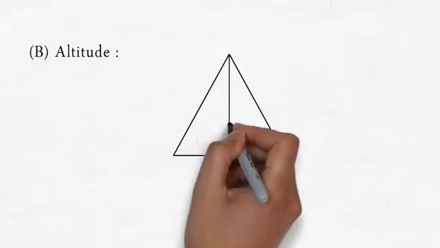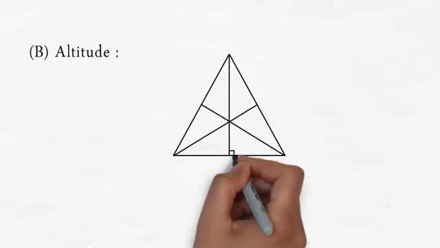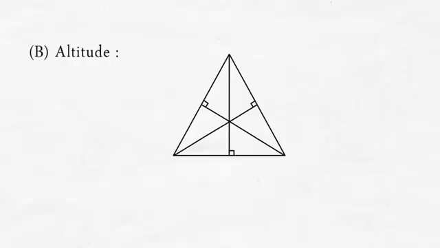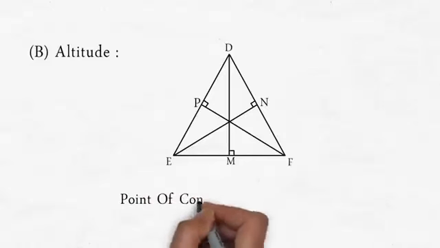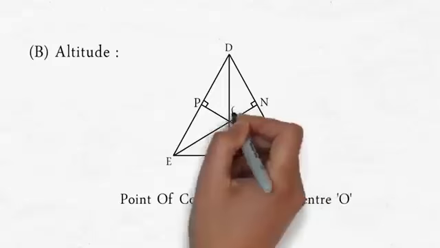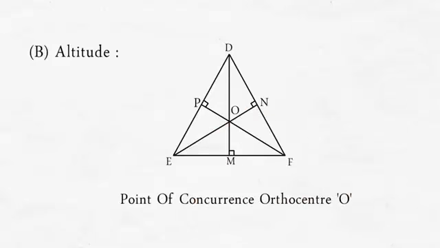Second, altitude. A perpendicular segment drawn from the vertex to its opposite side is called an altitude of the triangle. Here, segment DM is perpendicular to segment EF, segment EN is perpendicular to segment DF, segment FP is perpendicular to segment DE, and segment DM, segment EN, and segment FP are the altitudes. Point of concurrence orthocenter is O. The point of concurrence of the altitudes of a triangle is called the orthocenter of the triangle.